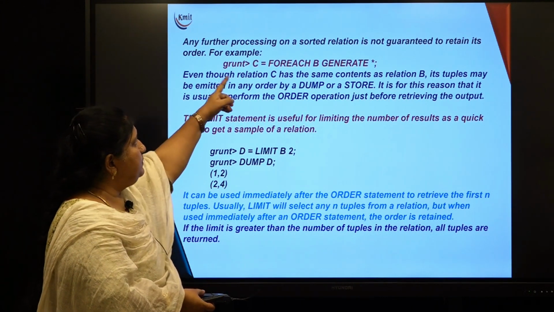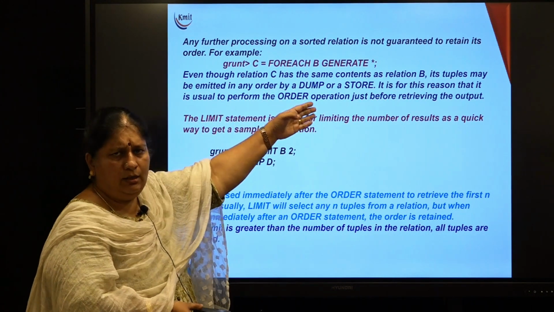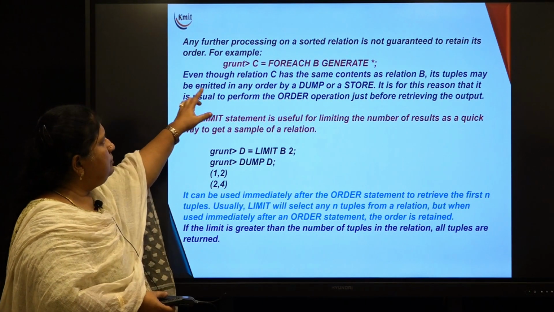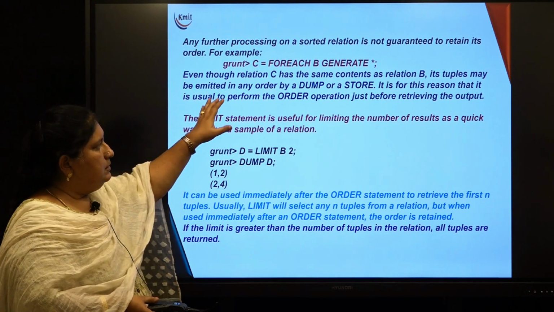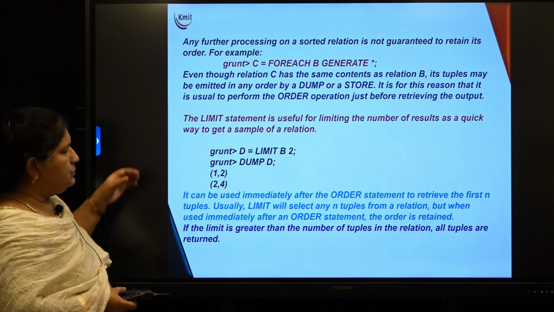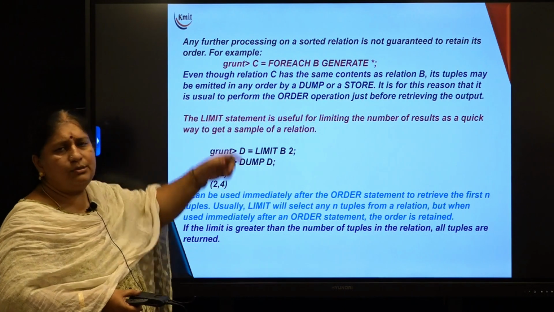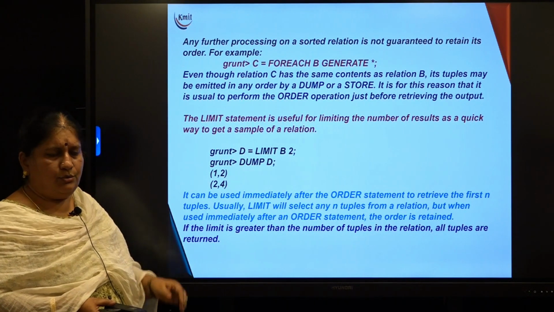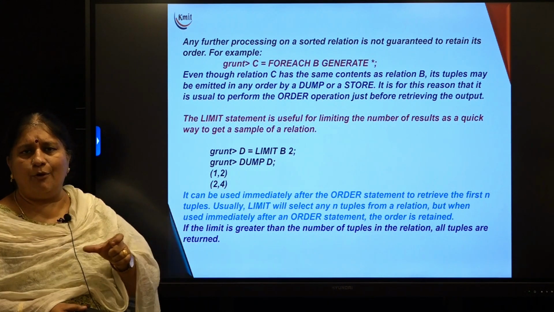For example, if I specify C is equal to foreach B generate all, displaying all the attributes, what is the meaning of this? Even though the relation C has the same contents as relation B, the tuples may not come in sorted order. So sorting always comes with the order by clause. If you still want relation C to also display the data in sorted order, here also we need to use the order by clause. So it does not guarantee the sorted order is retained from the previous relations. That is the main point here.